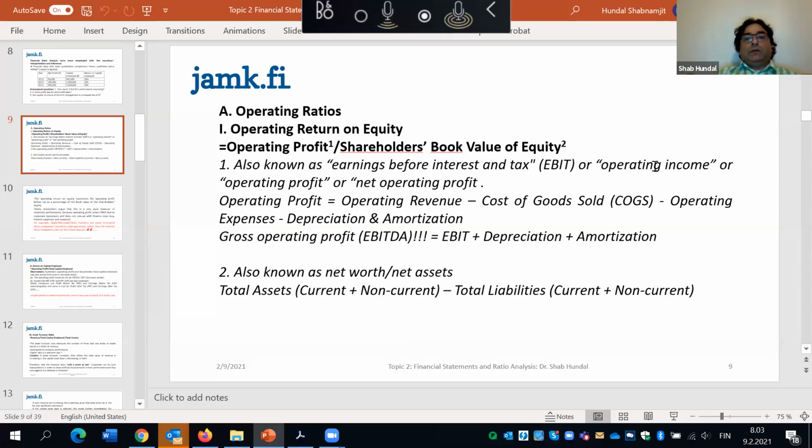As you know, we are doing the topic of financial ratios, and as I explained in the last lecture also, these are the foundation of your first assignment. If you notice the first assignment, there are not only one set of ratios; I guess there are four sets of ratios. And the first set of ratios is called operating ratios.